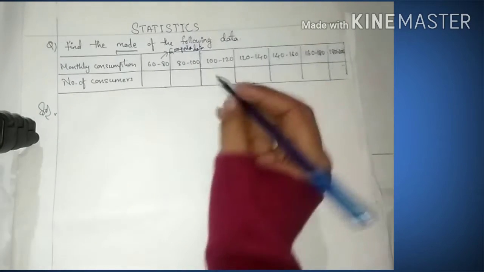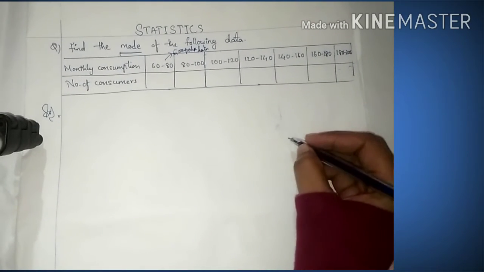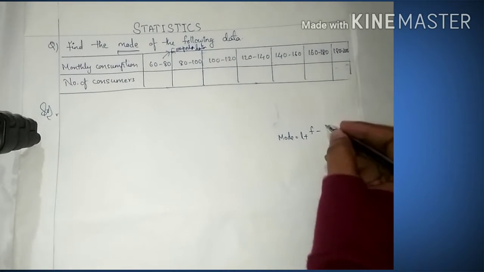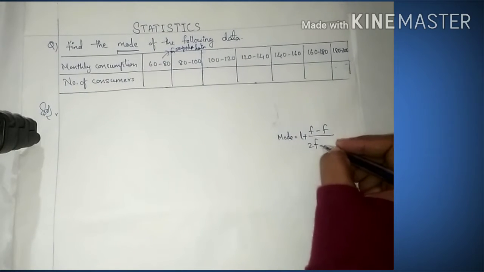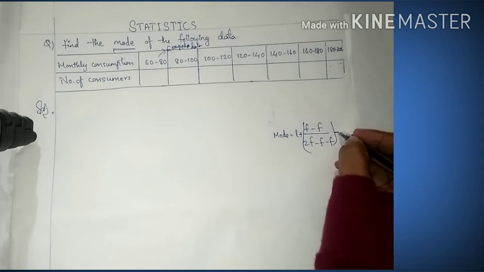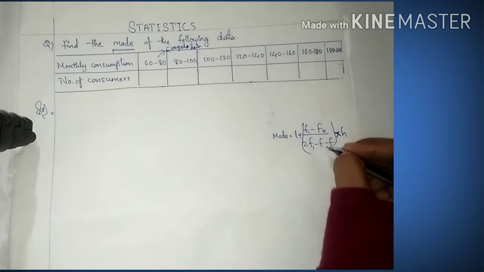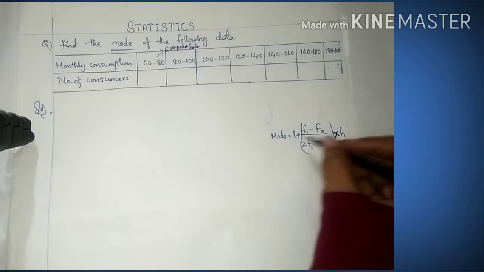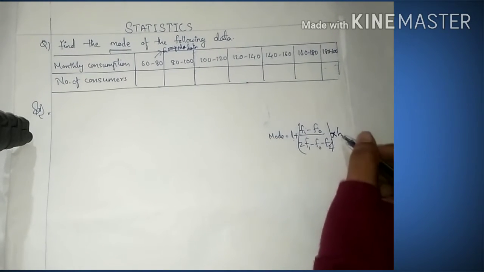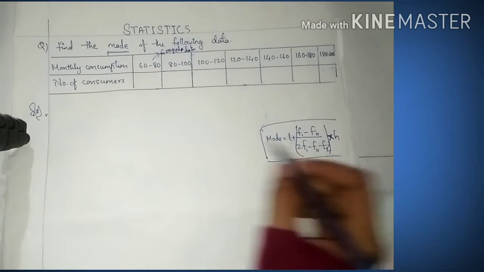There is a different formula to find the mode for ungrouped data. Here, to find the mode for grouped data, our formula is L plus, in brackets, f1 minus f0, over 2f1 minus f0 minus f2, close the brackets, into h. In this way you can easily remember the formula. I have written f1 before, then f0, f1, f0, f2.